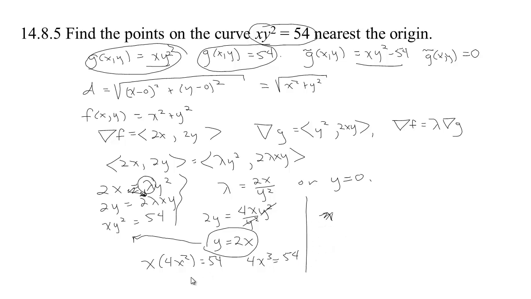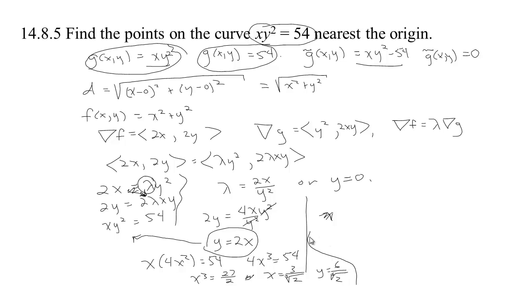So let's see. x cubed is equal to 54 over 4. That would be 27 over 2. So x is going to be the cube root of that, right? Which would be 3 over the cube root of 2. Once I know x, I can go and pick up y from this equation. y is 2x, so y is going to be 6 over the cube root of 2.